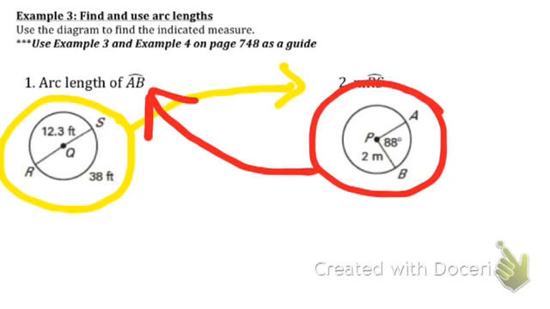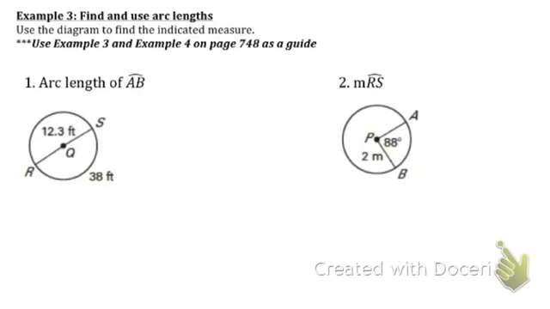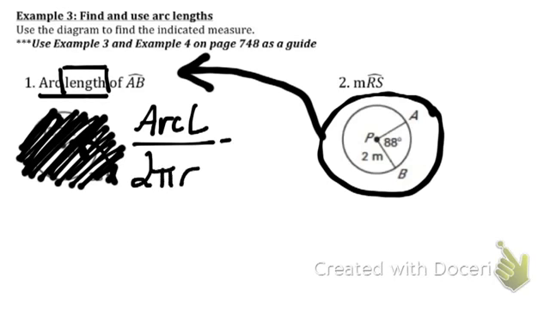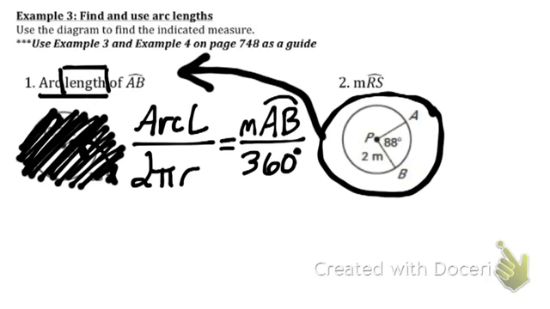So in this example, we have to find and use arc length. We have to use the diagram to find the indicated measure. For number 1, if we have to find the arc length of AB, first of all, pay attention to the diagram on the right. Okay, we need to find the arc length. So I'm going to write down my proportion: arc length, which is part of the circle, over the circumference 2 pi r, equals the measurement of AB, which is the arc measure, over 360.